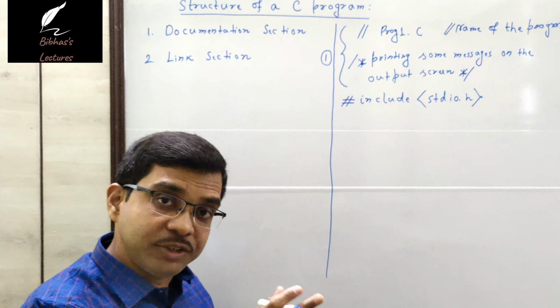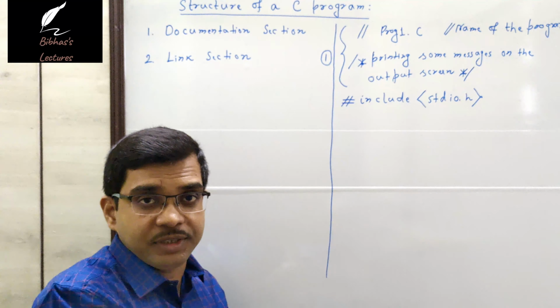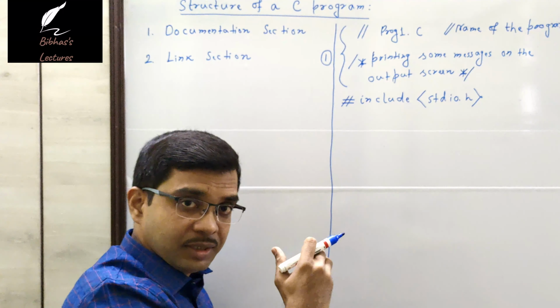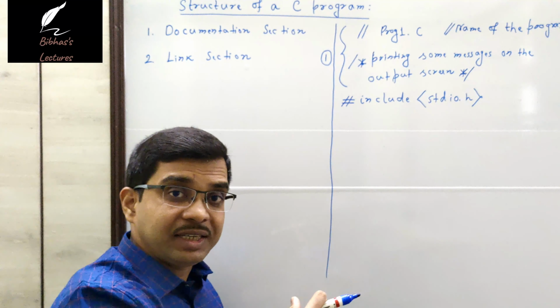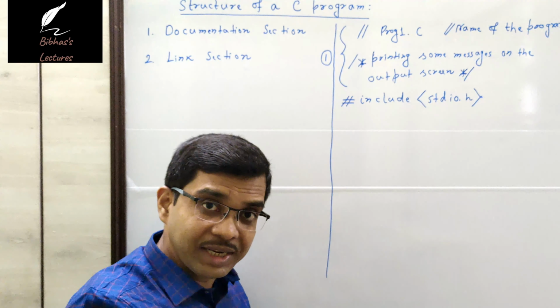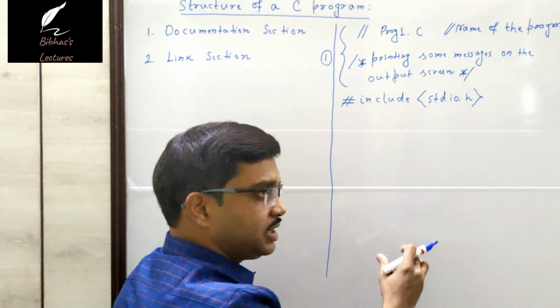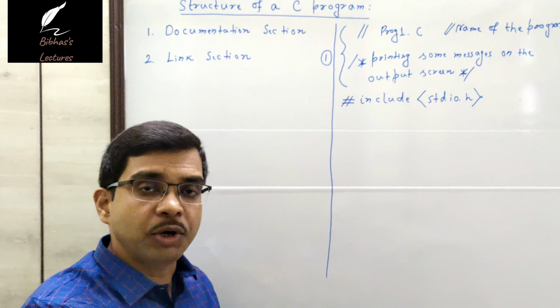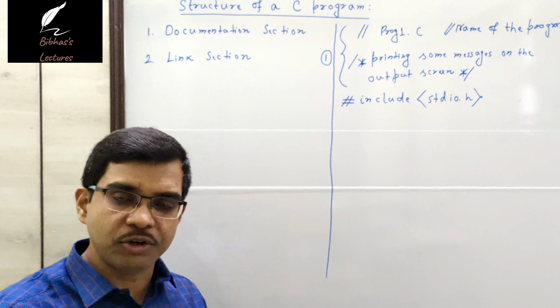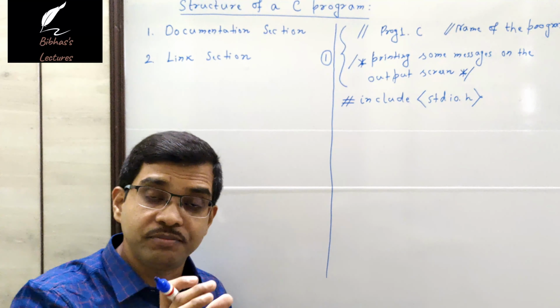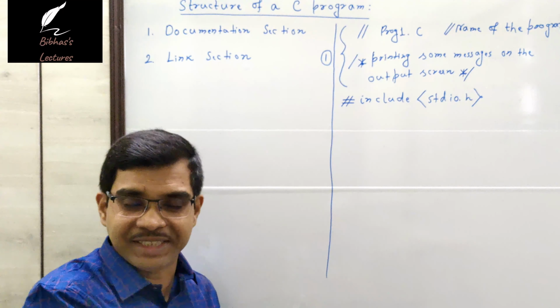So this header file is already there in the C library. Now whenever we mention this hash symbol, that means the compiler will instruct the preprocessor to include this header file, that is stdio.h, in our program. Now why does this header file need to be included in our program? Because in this header file some system defined functions have already been written.